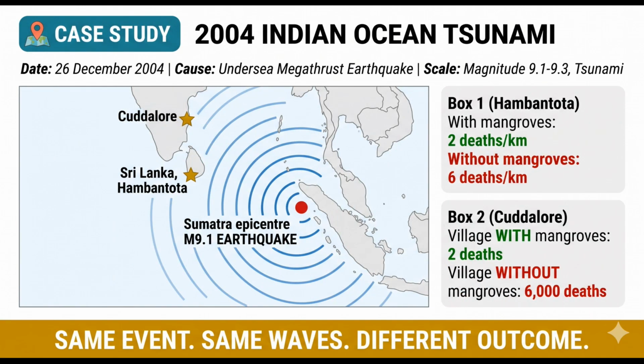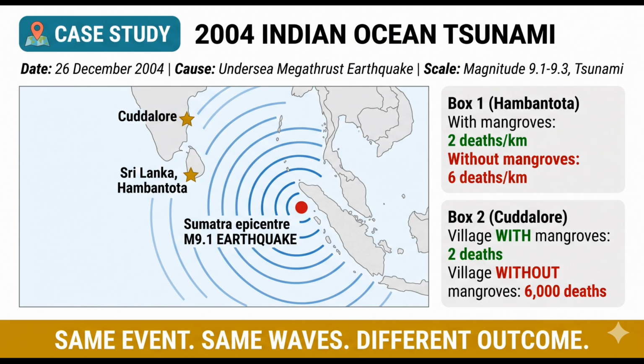Now the case study that proved this in the most dramatic way possible, the 2004 Indian Ocean tsunami. 26 December 2004. The earthquake off Sumatra sent waves across the Indian Ocean to Sri Lanka, India, Thailand, Indonesia, and beyond. Over 2,000 people died.